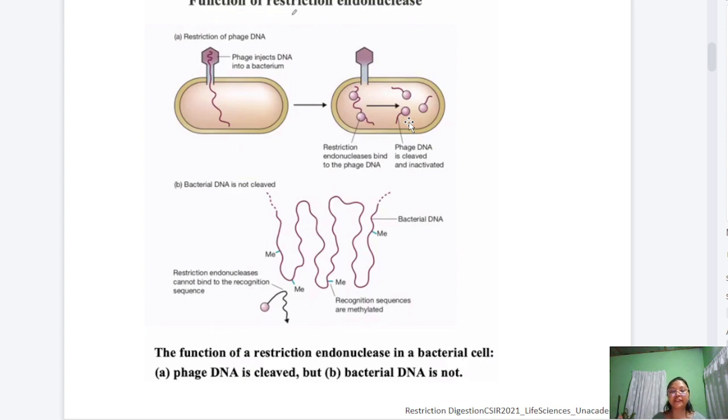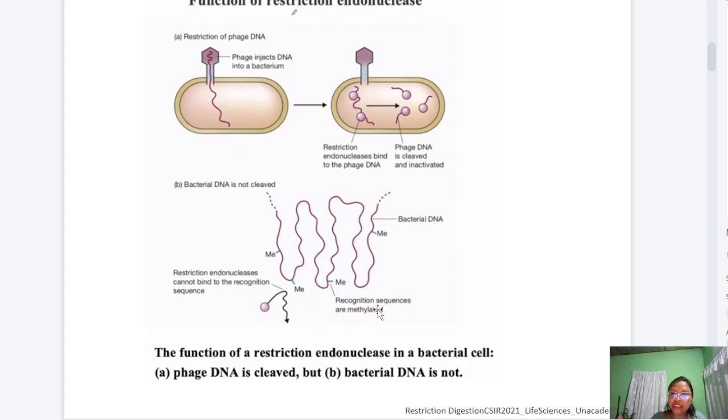So how will these restriction enzymes identify or differentiate? In this second picture, you can see this ME. This ME stands for methylation or methylated region. So what will happen is the bacterial genome will be methylated by one of the subunits of the restriction enzyme itself. So they are going to tell the bacterial genome that, see, I don't want to degrade you because I am part of you. So please protect yourself.